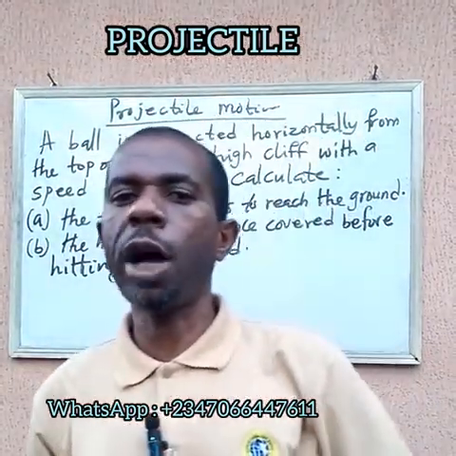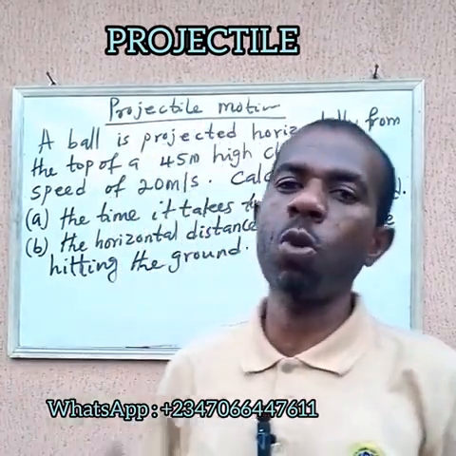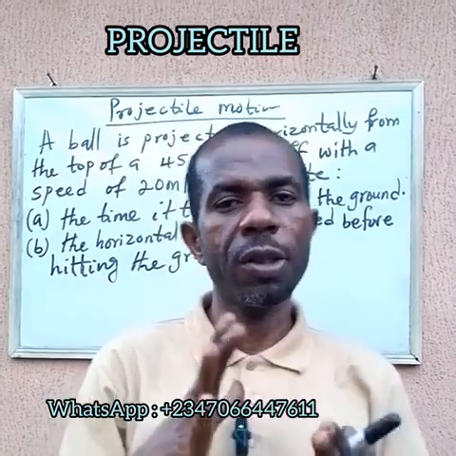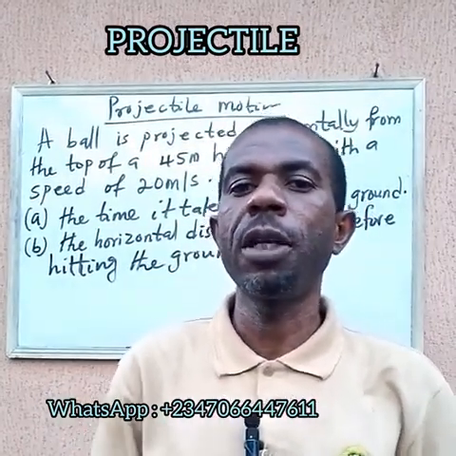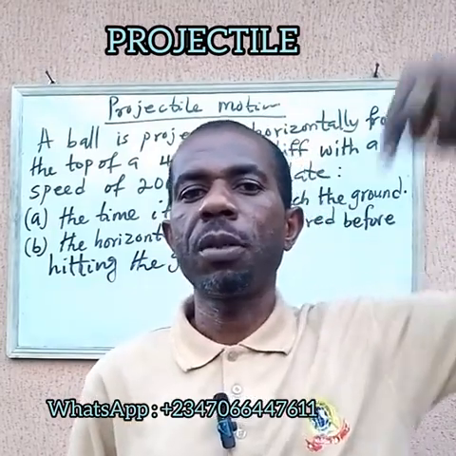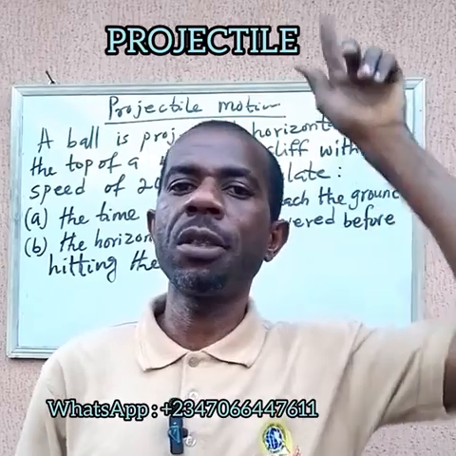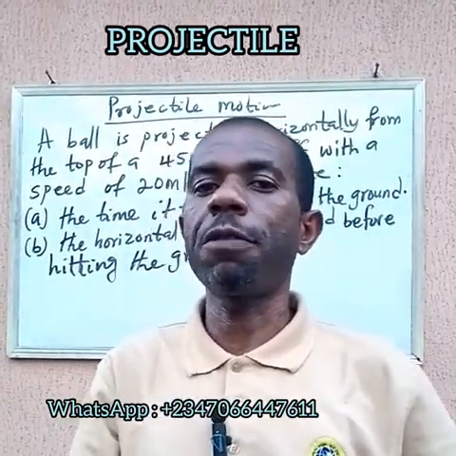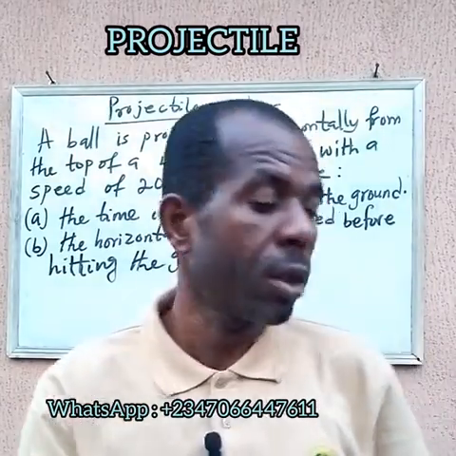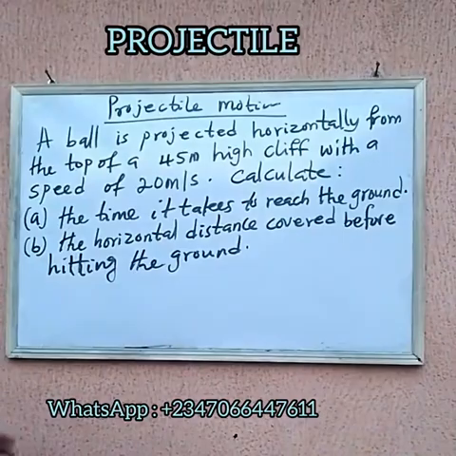Now, for us to have a proper understanding of this question, I am going to draw the diagram on the board and use it to illustrate. We are told that the body was dropped. That means the body has been resting on the cliff, then it was released. That's where we have a horizontal projection.